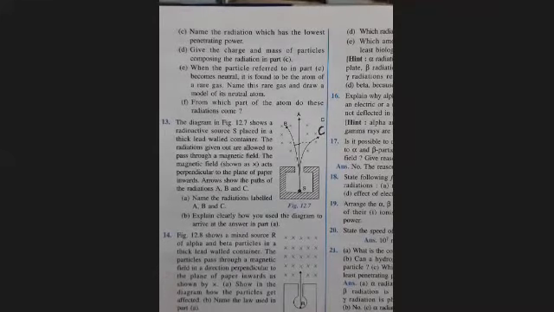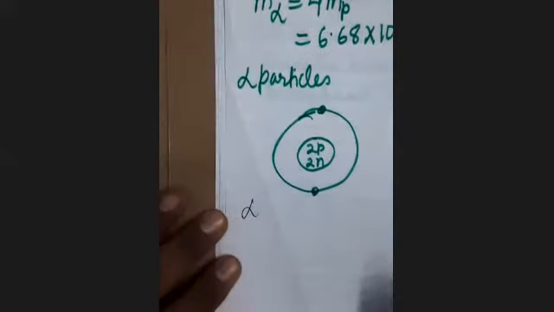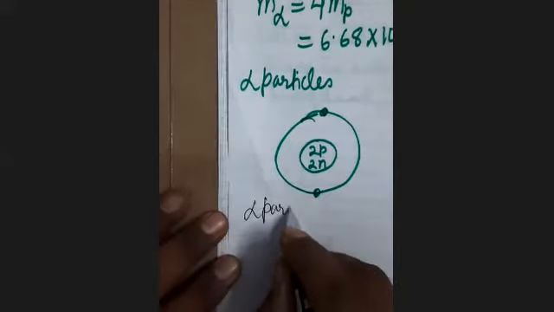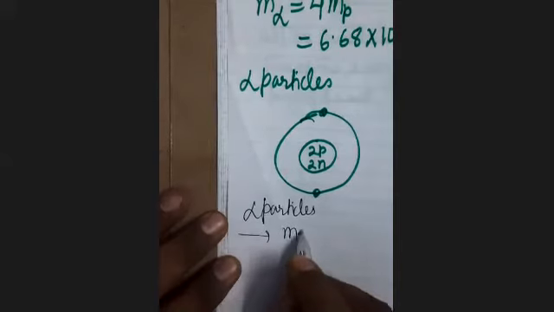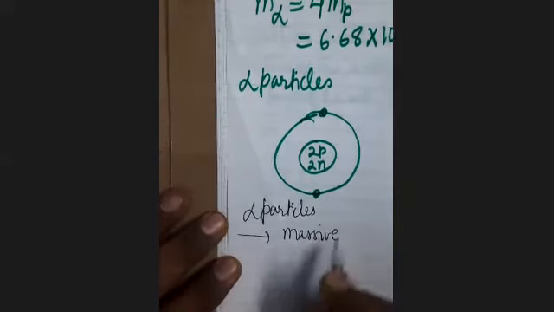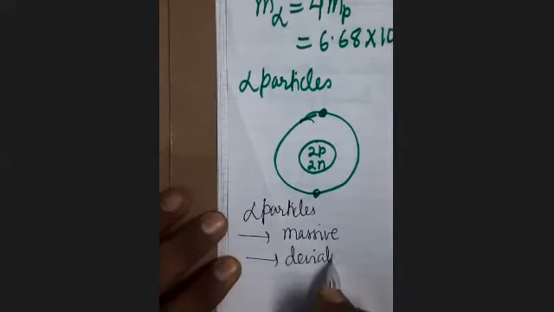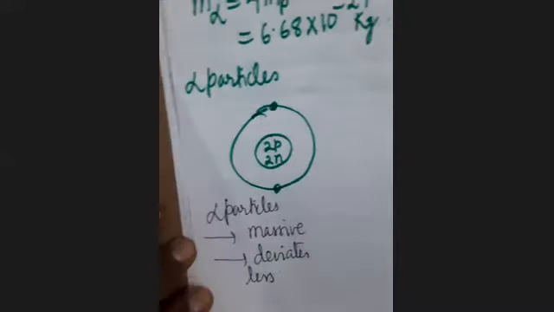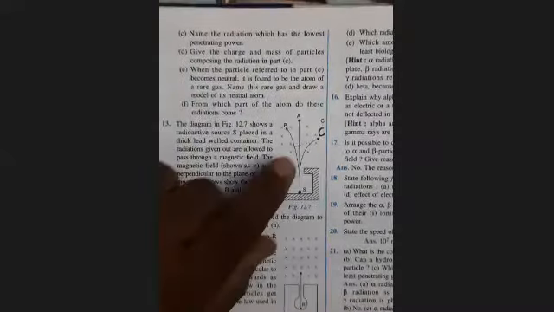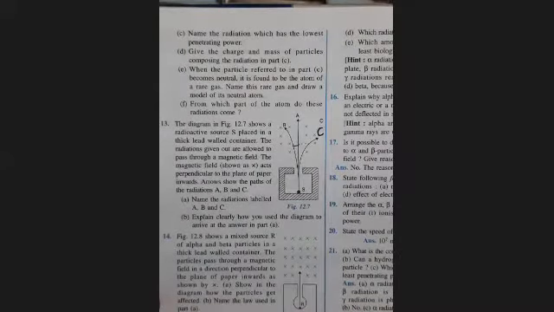So see here, as we know that alpha particles, because of being massive, meaning having more mass as compared to beta, deviate less. While beta particles are lighter, therefore they deviate more. So B is deviating less, therefore it will be alpha, and C will be the beta.